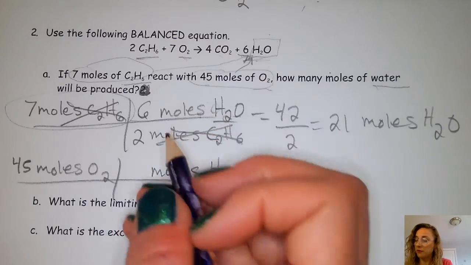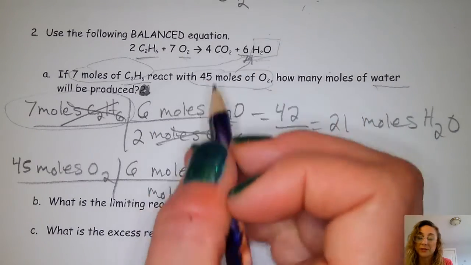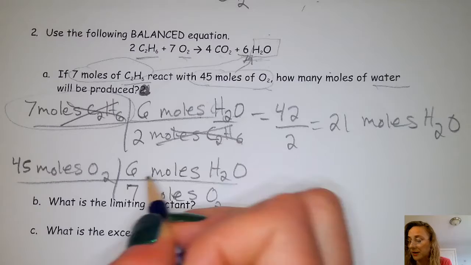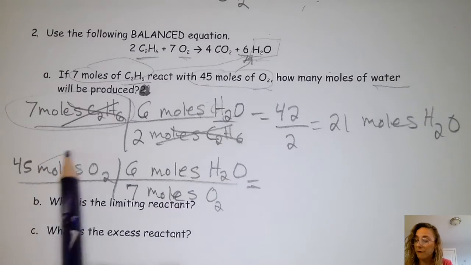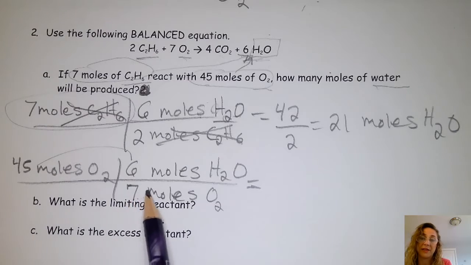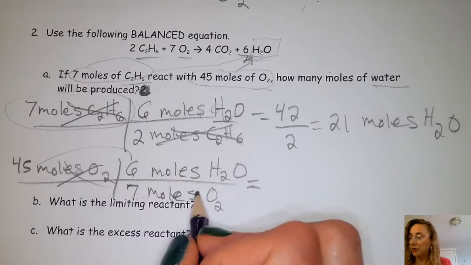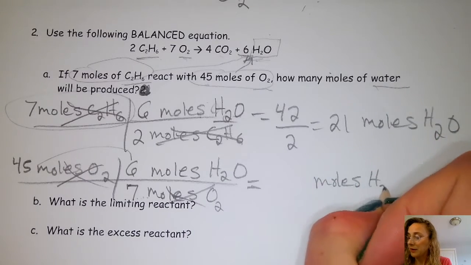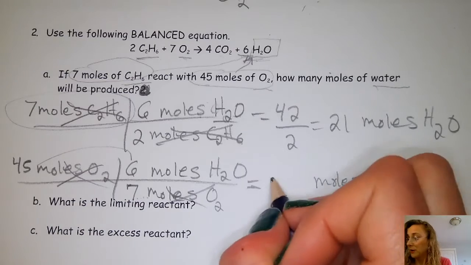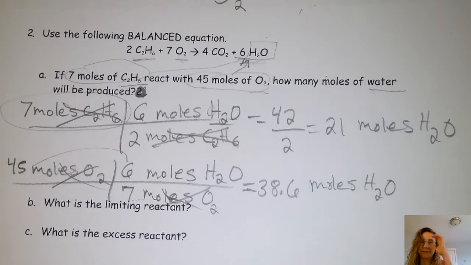So let's put these coefficients as a molar ratio. 6 moles of water is produced with 7 moles of oxygen this time. So a 6-to-7 ratio. Yeah, that's kind of a weird ratio. Okay, so we would take 45 times 6, divide it by the 7, because you take the top divided by the bottom, and you're going to end up with moles of H2O. I had to do this on my calculator, and I got 38.6, which rounds to about 39, but that's okay.